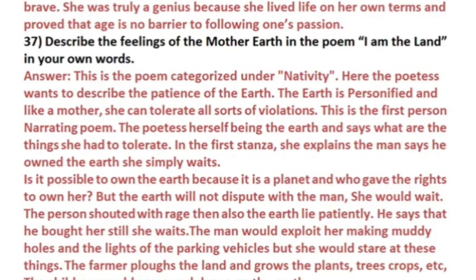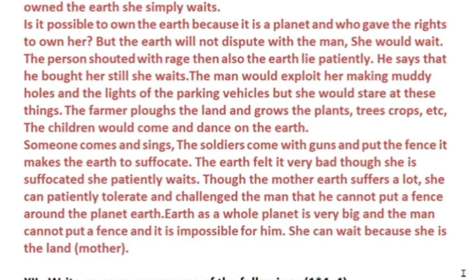In the first stanza, she explains the man says he owned the earth, she simply waits. Is it possible to own the earth because it is a planet and who gave the rights to the owner? But the earth will not dispute with the man. She would wait. The person shouted with rage. Then also the earth lay patiently.